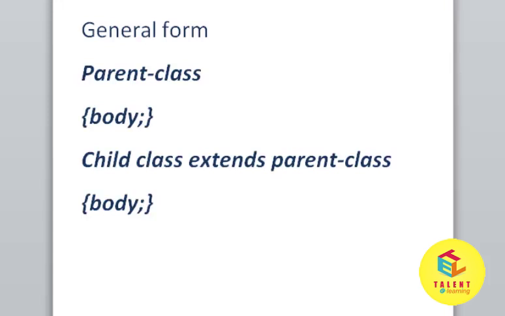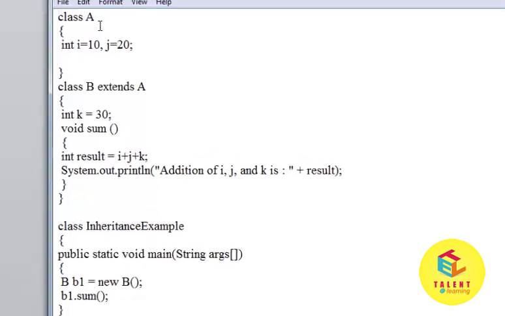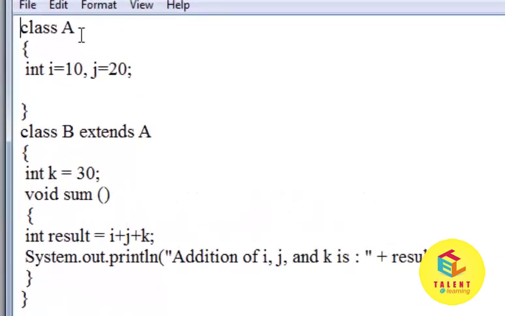Now let's take a look at an example of inheritance. This is the example of inheritance. Here the class name is A, which has instance variables i and j, and values are already assigned to them. Here class B extends A, which means A is the superclass and B is the subclass. In the method sum, we are going to use the variables i and j of the superclass. This is a very simple example of inheritance.